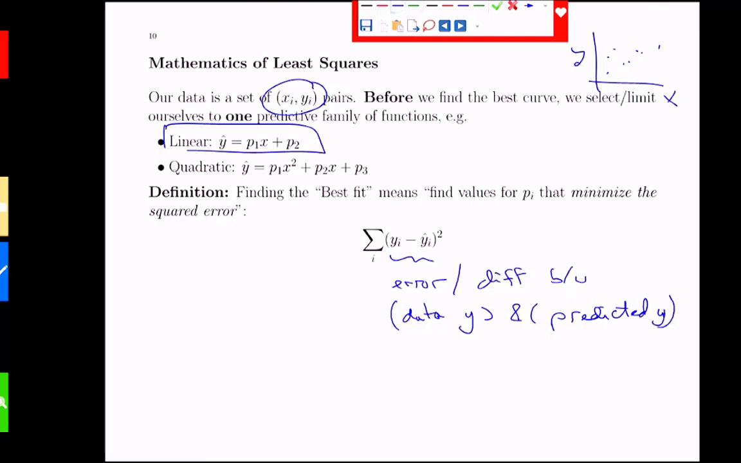And notice what else we do. We square it, and then we get the total. Sum over all data.